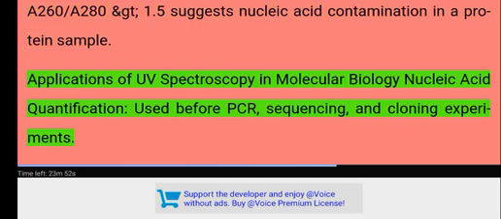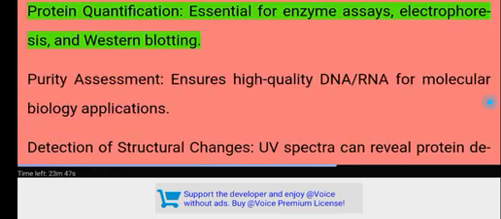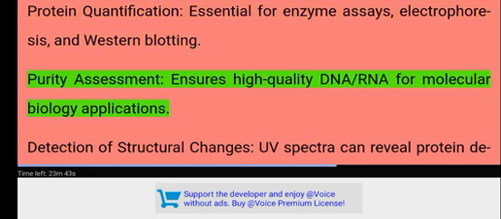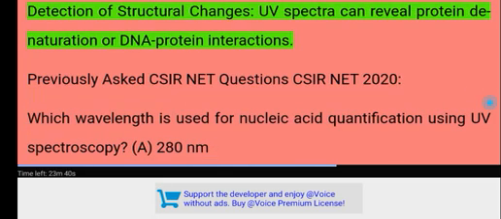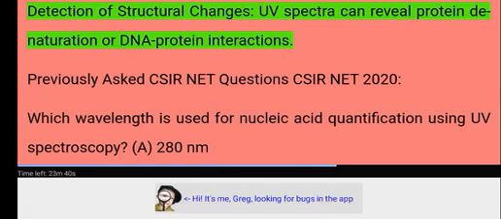Applications of UV spectroscopy in molecular biology. Nucleic acid quantification, used before PCR, sequencing, and cloning experiments. Protein quantification, essential for enzyme assays, electrophoresis, and Western blotting. Purity assessment, ensures high-quality DNA and RNA for molecular biology applications. Detection of structural changes: UV spectra can reveal protein denaturation or DNA-protein interactions.